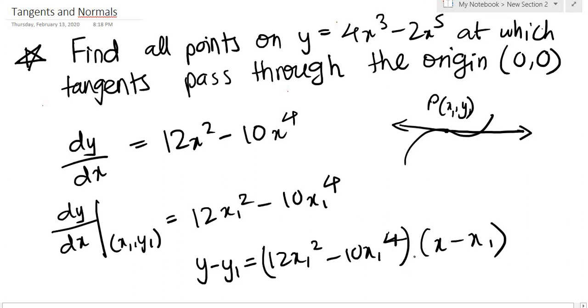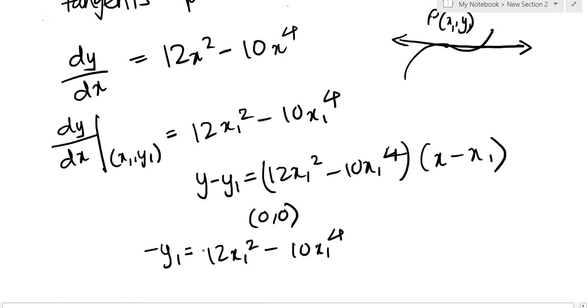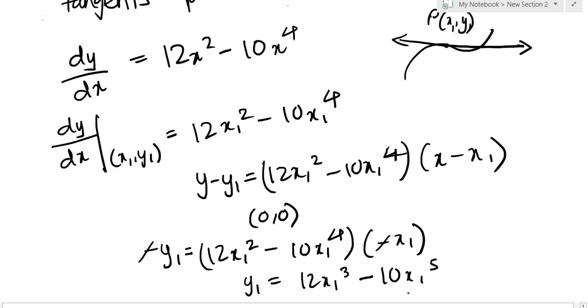That's the equation of the tangent line. And they've said that the tangent line passes through the origin. So basically the point 0 comma 0 should satisfy this equation. So you can just plug in x is equal to 0 and y is equal to 0. So when y is equal to 0, you have negative y1 is equal to 12x1 squared minus 10x1 to the fourth power, everything multiplied by, when x is 0, negative x1. You can just cut out the negatives here. So y1 is equal to 12x1 cube minus 10x1 to the fifth power.